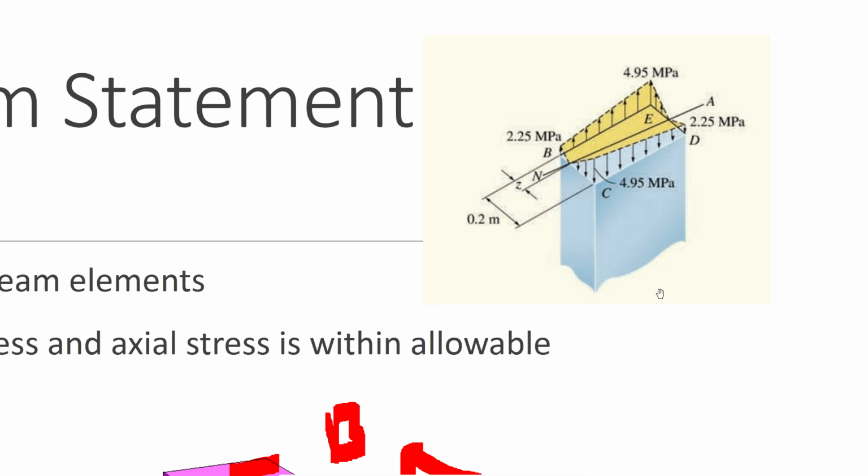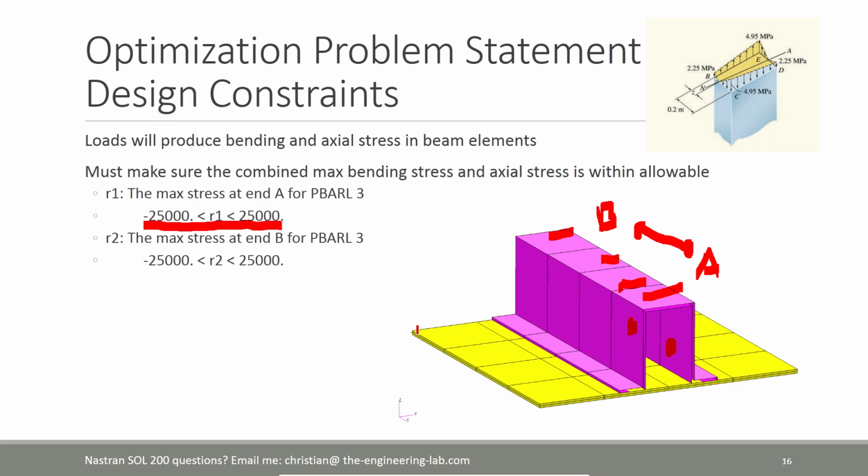This is also done for the opposing end of the element. So you can imagine we have a stress distribution here, and we are making sure that the maximum stress is never beyond this range. So again, we're doing this for point A and point B of this element, and we're doing the same for element 2, 3, and 4.